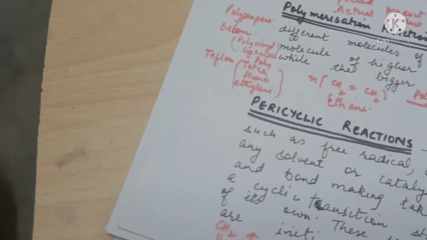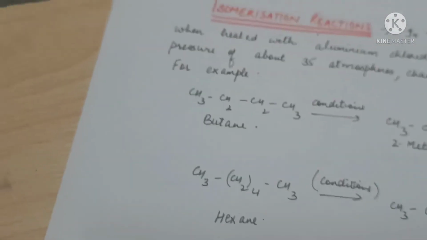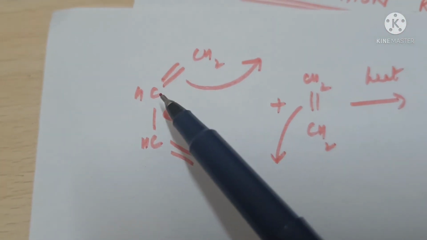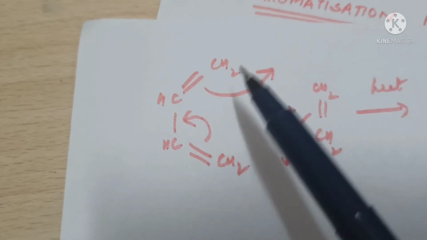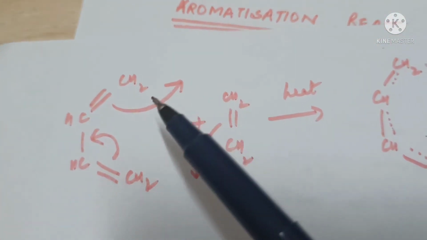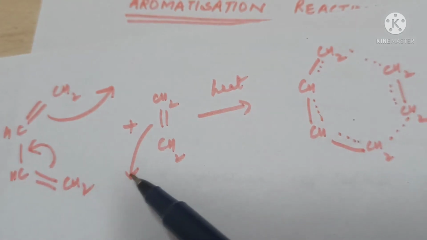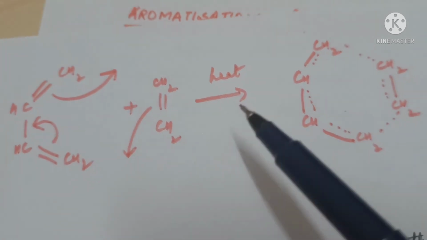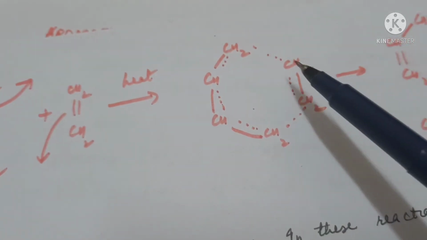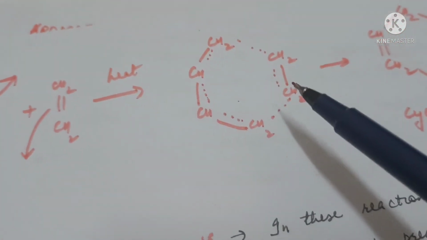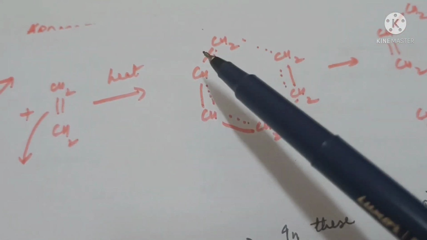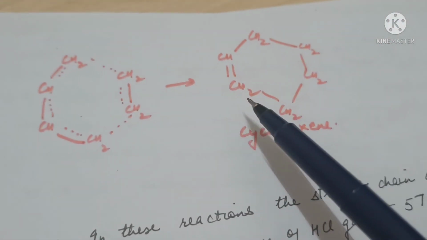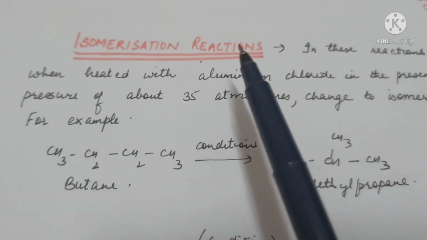Similarly, when buta-1,3-diene combines with ethene, again there is a shift of the unsaturated electrons of the double bond to form a cyclic transition state where 6 carbon atoms are combining with each other. These bonds are being formed, these bonds are being broken, and ultimately cyclohexene is formed.